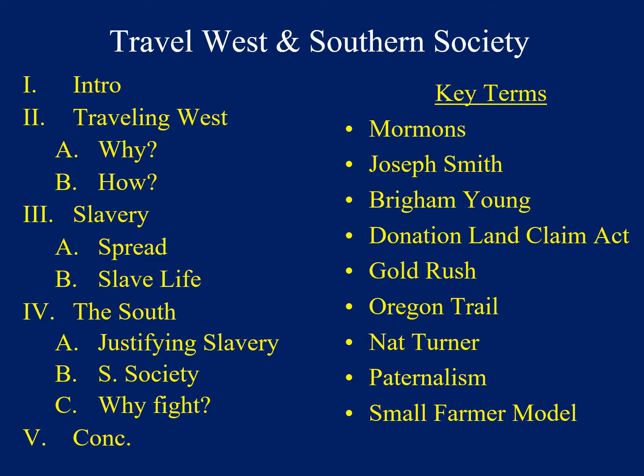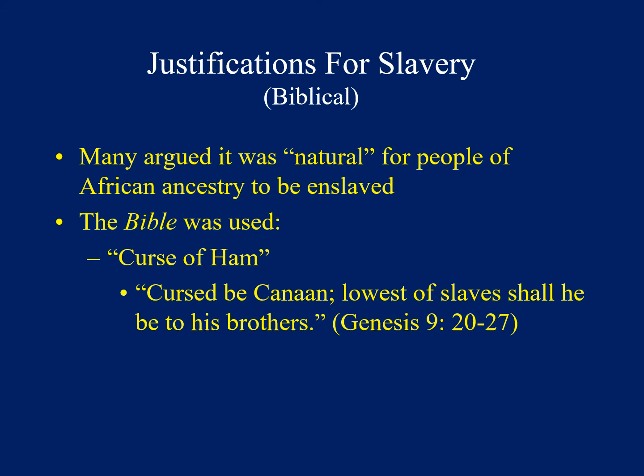Next, I'd like to explore some aspects of Southern society and begin with some ways in which Southerners justified owning slaves. The foundation for many of these justifications for slavery were based in racist attitudes, as many argued that it was, quote, natural for people of African ancestry to be enslaved.